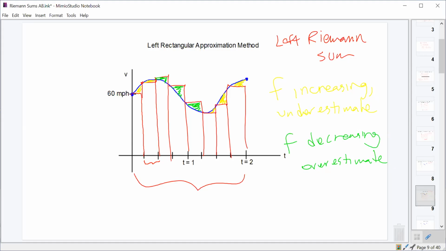Sure. All right. And how accurate do you think this is? Do you think this is a pretty accurate estimate or not that accurate? Fairly accurate. What do you think would make this estimate even more accurate?